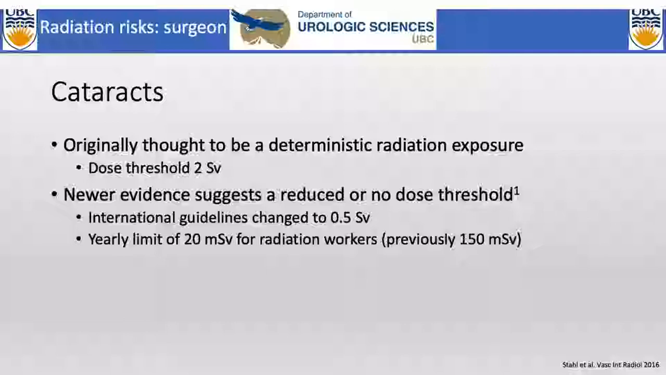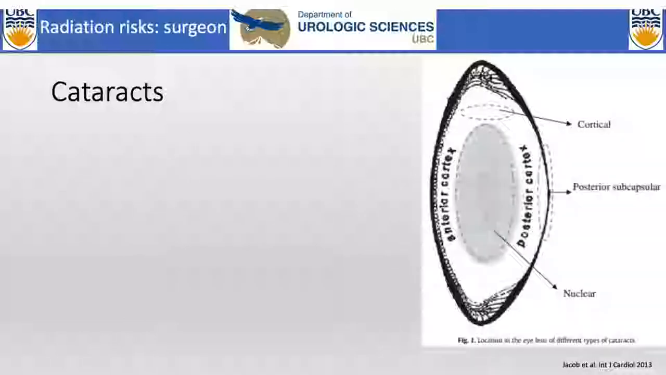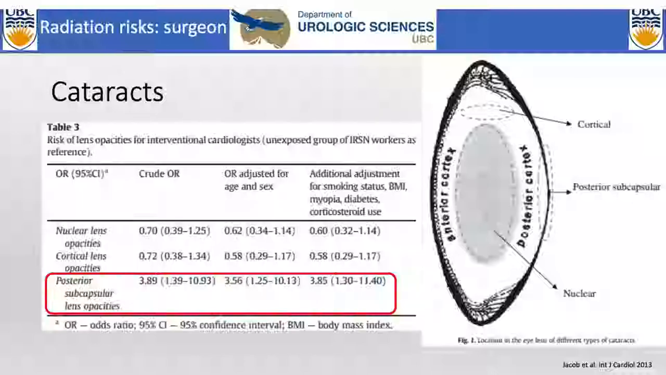International guidelines used to be 2 sieverts or 2 grays as your deterministic dose, and now it's saying 0.5 sieverts. They've also dropped the yearly limit for people working with radiation from 150 millisieverts down to 20 millisieverts as what they determine as a safe dose for radiation to prevent cataract formation. Typical cataracts for people as they age form in the nucleus of the lens, but radiation doesn't affect the nucleus. Radiation affects specifically the posterior subcapsular region in the lens.